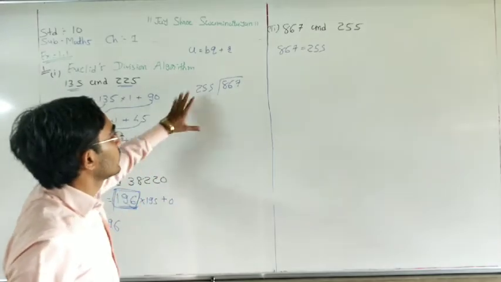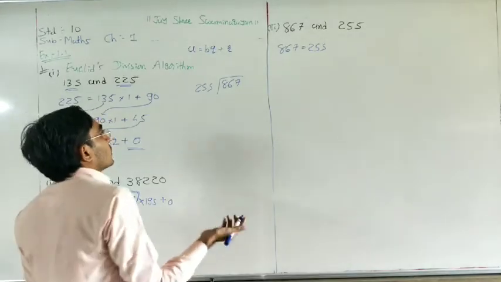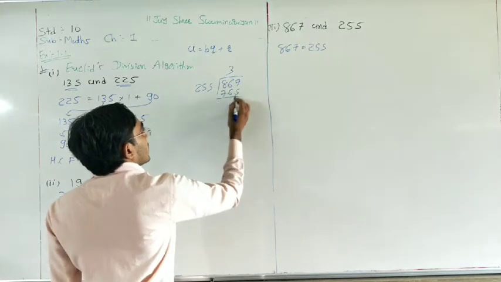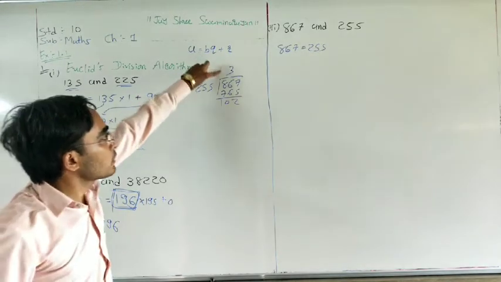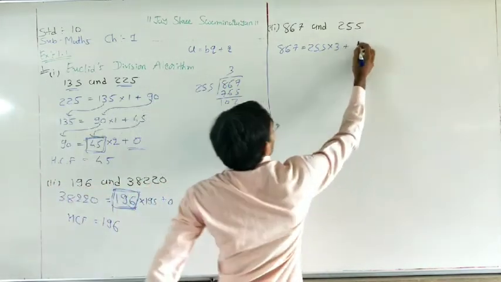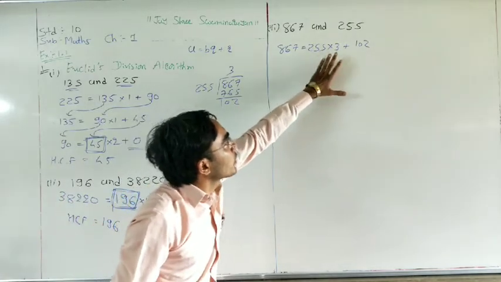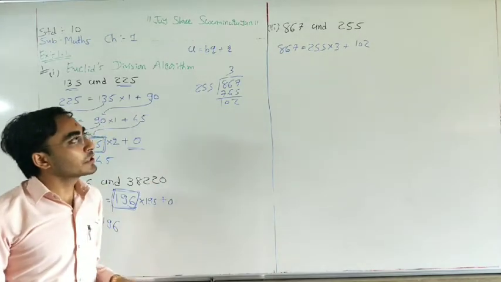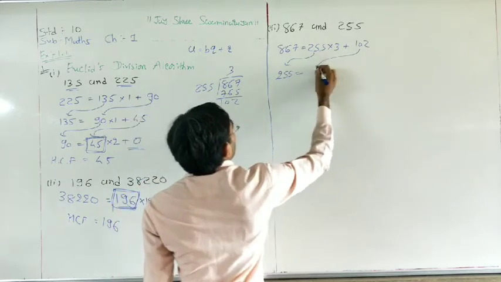255, 200 for the 800, but 55 for the no. So we need to go with 3. Right? So 5 3s are 15, 16 and 7. So 102. So 3 we need to write here plus your remainder 102. Then 867, 255, your quotient it is in multiplication plus your remainder. Now next step is we need to write 255 here and remainder 102 here.